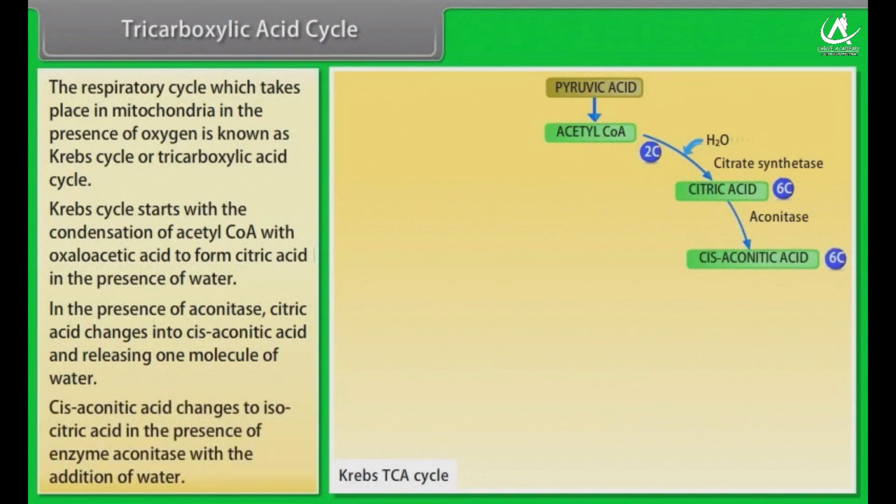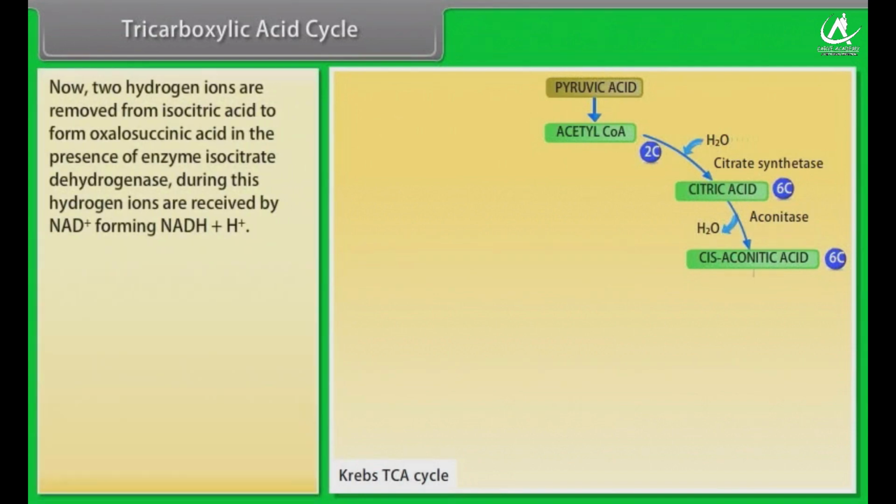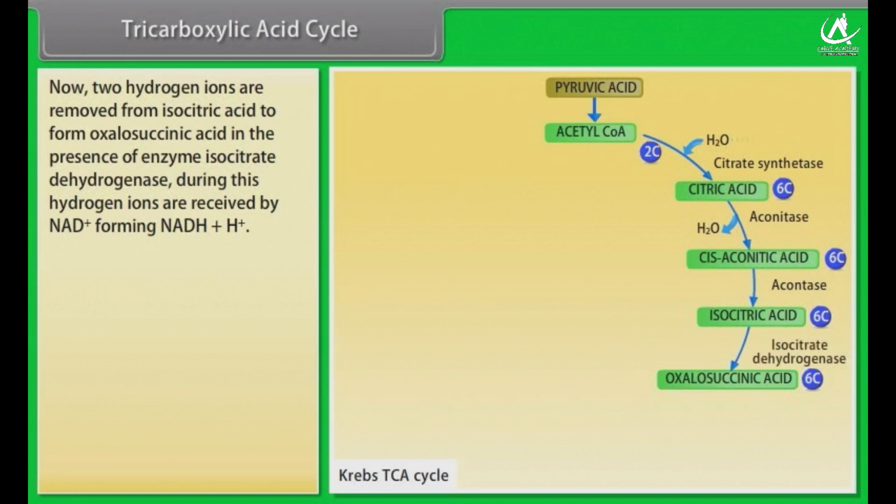Cis-aconitic acid changes to isocitric acid in the presence of enzyme aconitase with the addition of water. Now, two hydrogen ions are removed from isocitric acid to form oxalosuccinic acid in the presence of enzyme isocitrate dehydrogenase. During this, hydrogen ions are received by NAD+, forming NADH, H+.